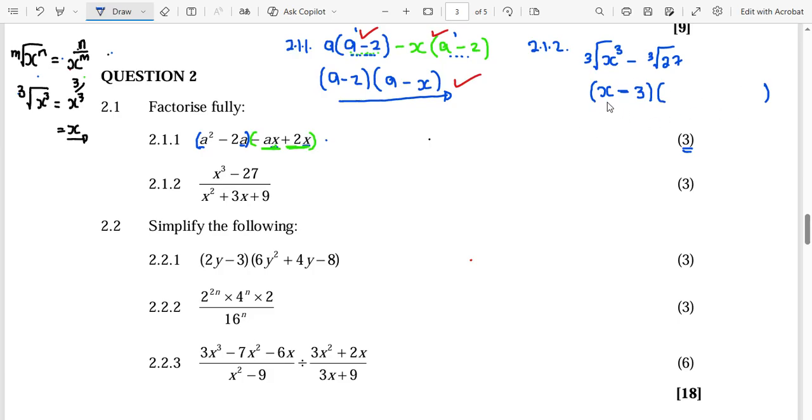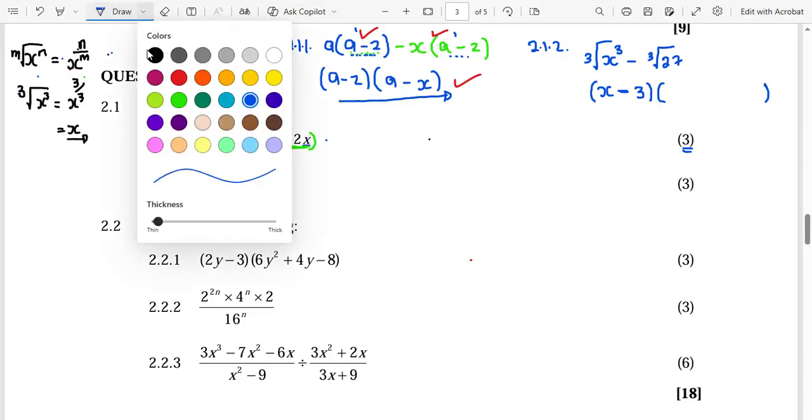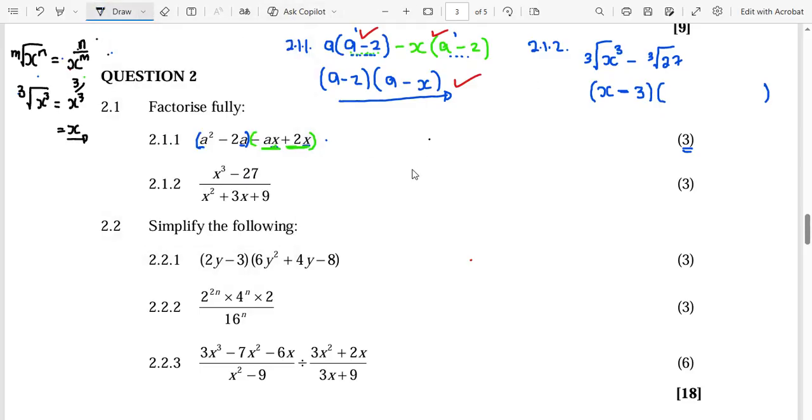So to find the quadratic part, remember I have x to the power 3 minus 27. I hope you are still with me on that. Please don't get lost. You take this x and you divide, x to the power 3 gives us x squared. You're going to write the x squared down there. Then you take this minus 3, you multiply by 3 to get 9, which gives us positive 9.